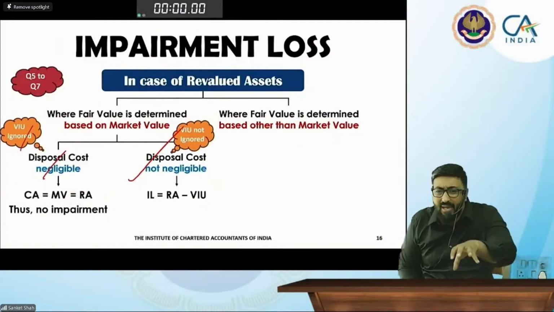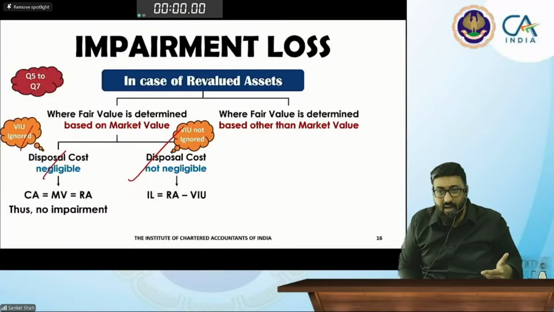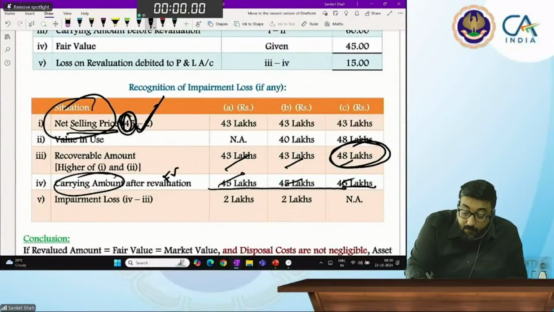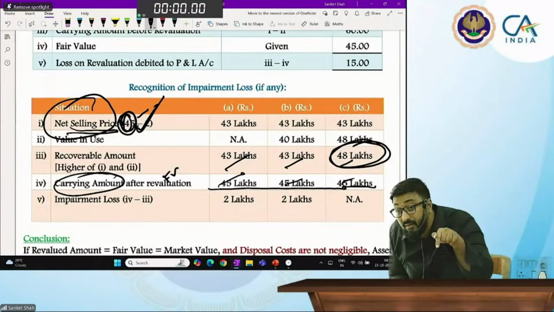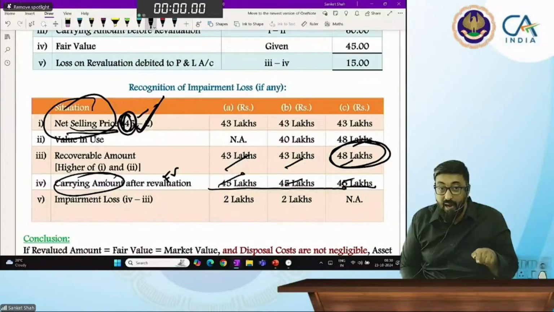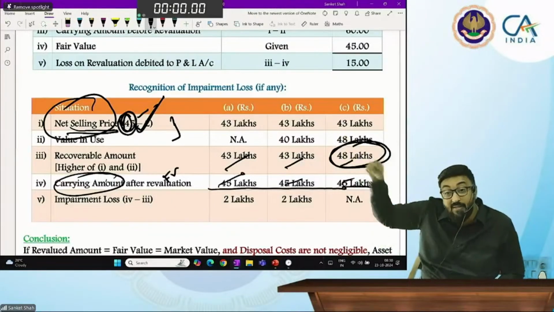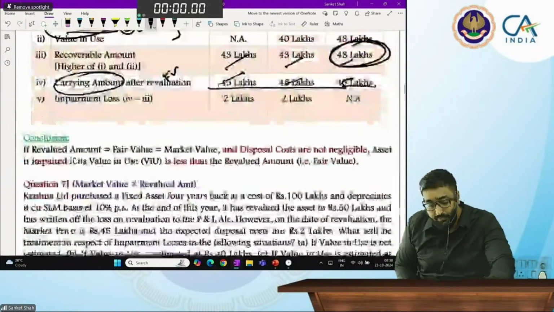It is logical, brother, do not memorize it this way. If you follow our steps, you will get the answer. So in the second case, my fair value is different from my net selling price, because net selling price is after reducing disposal cost. Therefore, I have to compare not the fair value directly. I will compare net selling price with value in use, and therefore value in use is considered in the second way. Understood?